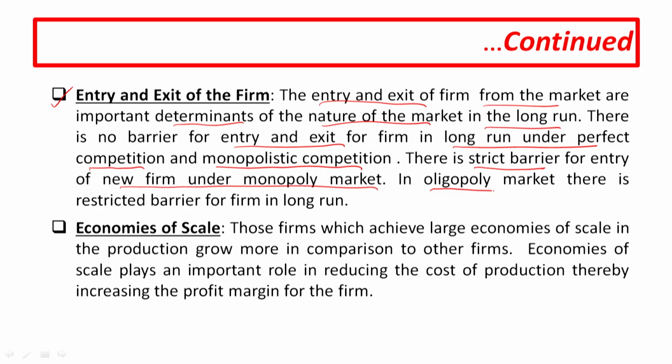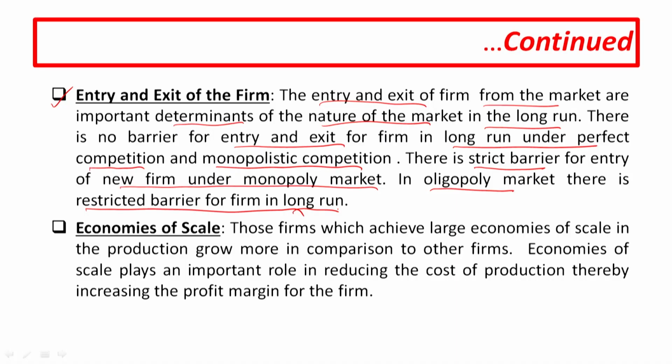In the oligopoly market, there is a restricted barrier for firms in the long run. So entry and exit also plays a very relevant role in the market. In the long run, under perfect competition and monopolistic competition, there is no restriction. On the other hand, it is a very strict barrier in the case of the monopoly market, and in the oligopoly market, there is a restricted barrier for firms in the long run.